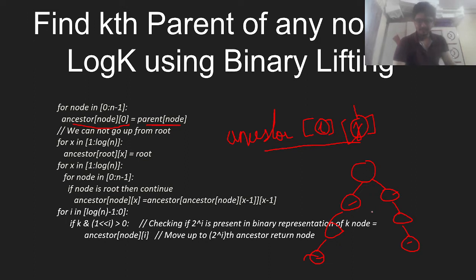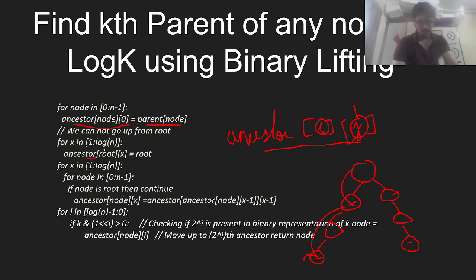Exactly, right, great. So if we know the second ancestor of every node, first we'll find the second ancestor of the node, and then we will find the second ancestor of that ancestor itself. So this is the second ancestor, and its second ancestor would be the 4th ancestor. Is this clear to everybody?